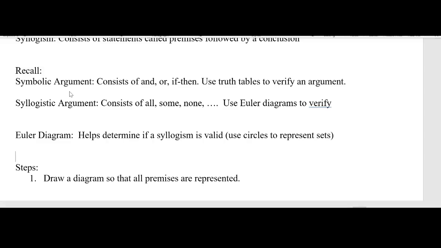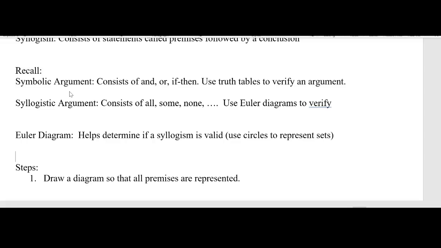It consists of compound statements with and, or. We also had the conditional if then. With those types of arguments, which are called symbolic arguments, we use truth tables to verify the argument. A syllogistic argument consists of all, some, none. Remember those quantifiers that we talked about in the very first logic video? Now those are coming back. We're going to use Euler diagrams to verify the argument.